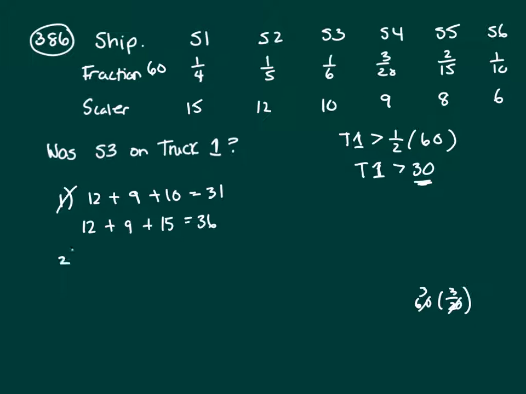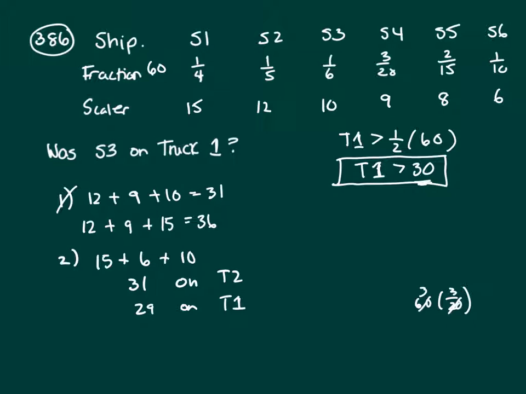Do I have enough room? Yes. Clue 2 says S1 and S6 were on the second truck. Okay. So shipment 1 is a 15. Plus shipment 6 is a 6. And let's say, let's put shipment 3 on this truck. I'm on the second truck now, okay? If I put shipment 3 on this truck, that gives me 31 on truck 2. That would only leave 60 minus 31, 29 on truck 1, and that can't be because we know that truck 1's got to be greater than 30.